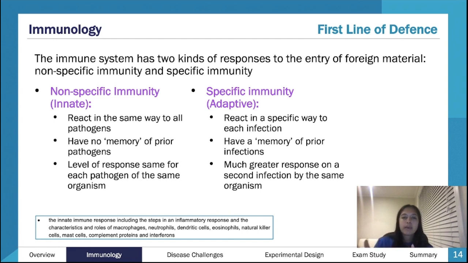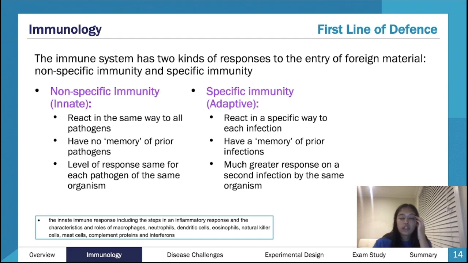This idea of memory will make more sense when we talk about adaptive immunity, but the cells involved with this, you could be infected with the same bacteria over and over again, but they won't recognize it, whereas in adaptive, you do recognize it. And then the level of response is the same for each pathogen of the same organism. If you're infected by the same bacteria over and over again, when innate immunity kicks in, it's exactly the same, copy and paste.